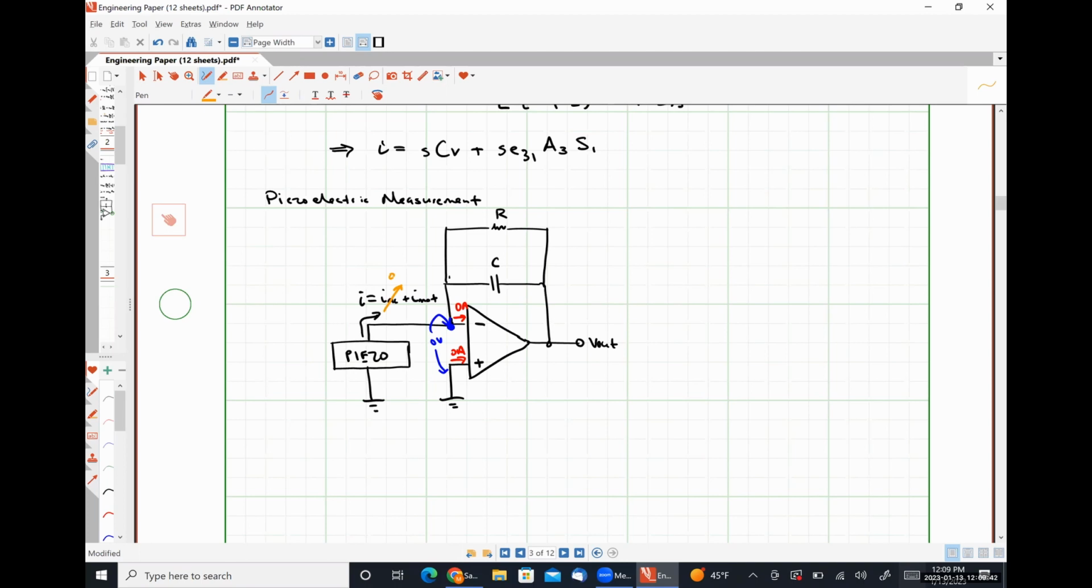So what we will find is that our output voltage here, V out, will be equal to negative I motional multiplied by R in parallel with 1 over sC, where the C here is the C in the feedback loop and not the C of the piezo material, which I'm going to call C_L just so there's no possibility of confusion. Okay.